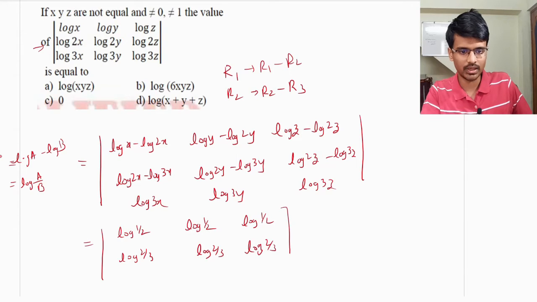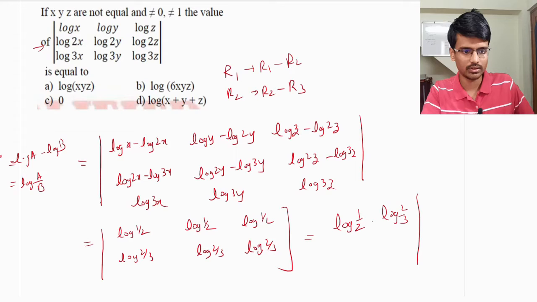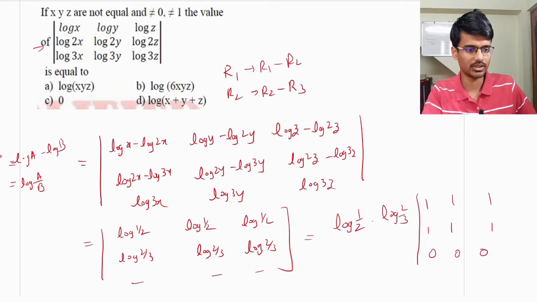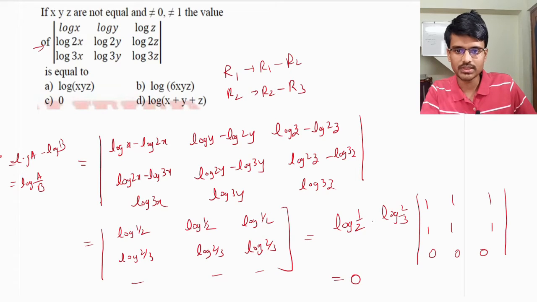Okay, I can take common, right? I can take log 1 by 2 common and log 2 by 3 common. What do you observe here? Third row I have just ignored. I'll get two rows same. What happens to the determinant if I get these kind of things? Two rows are same. That means the determinant is 0. Which of the options says it is equal to 0? Yes, option C is 0. So the correct answer is C.